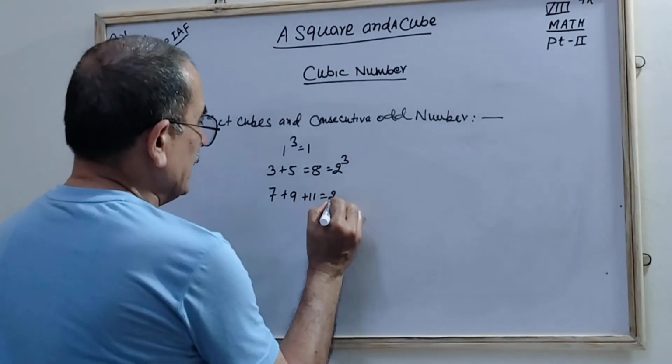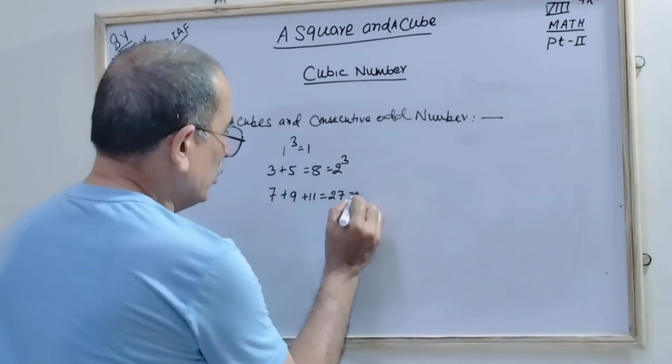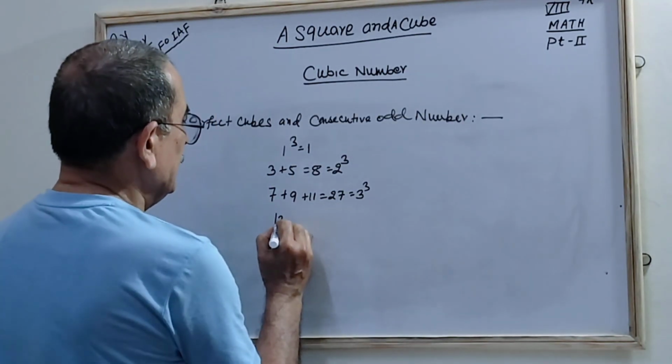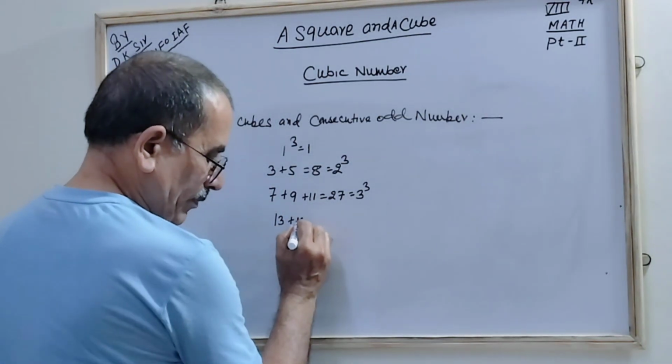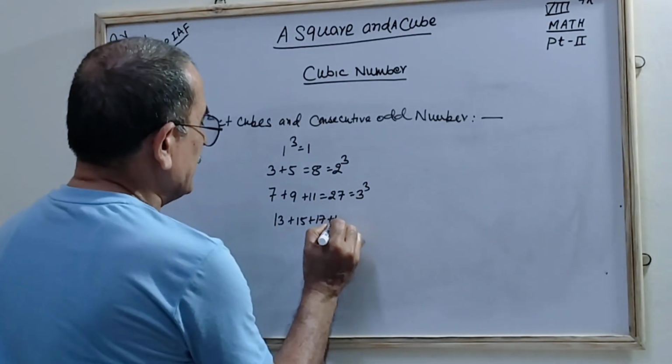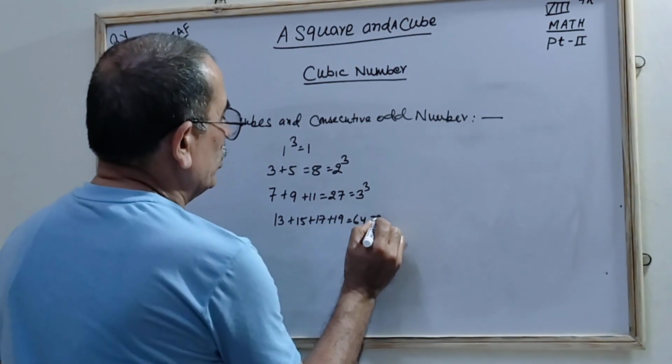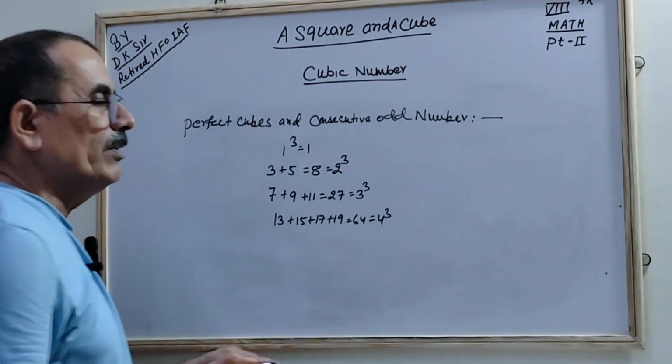It becomes 27, the power cube, correct? Next, 15 plus 17 plus 19. So that is going to become 64, which is equal to 4 to the power cube. So what do we find?